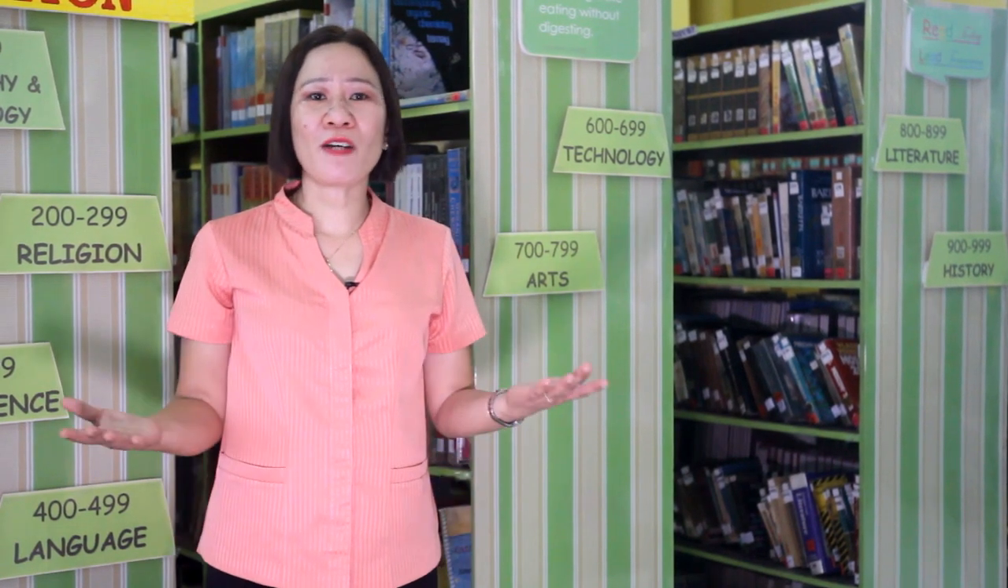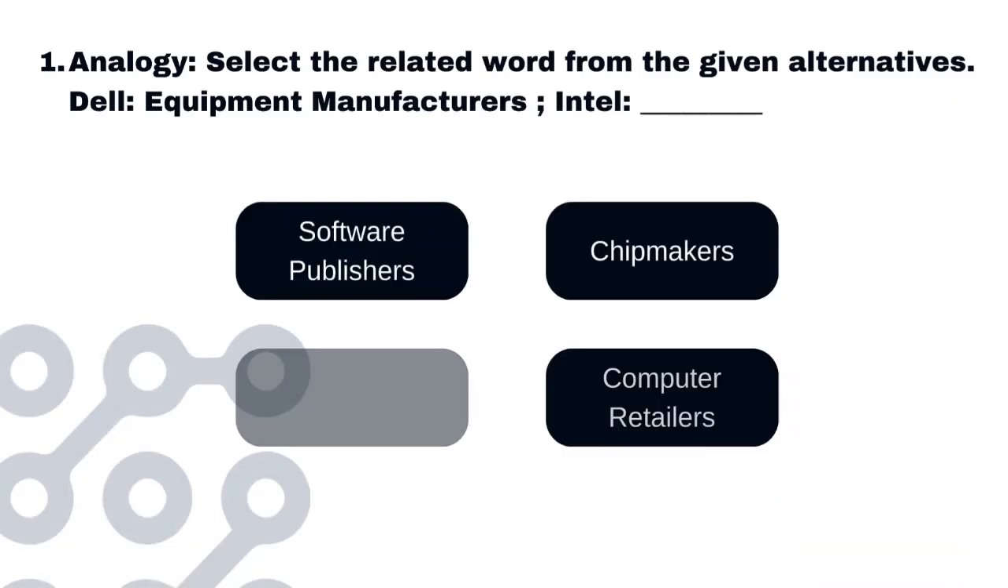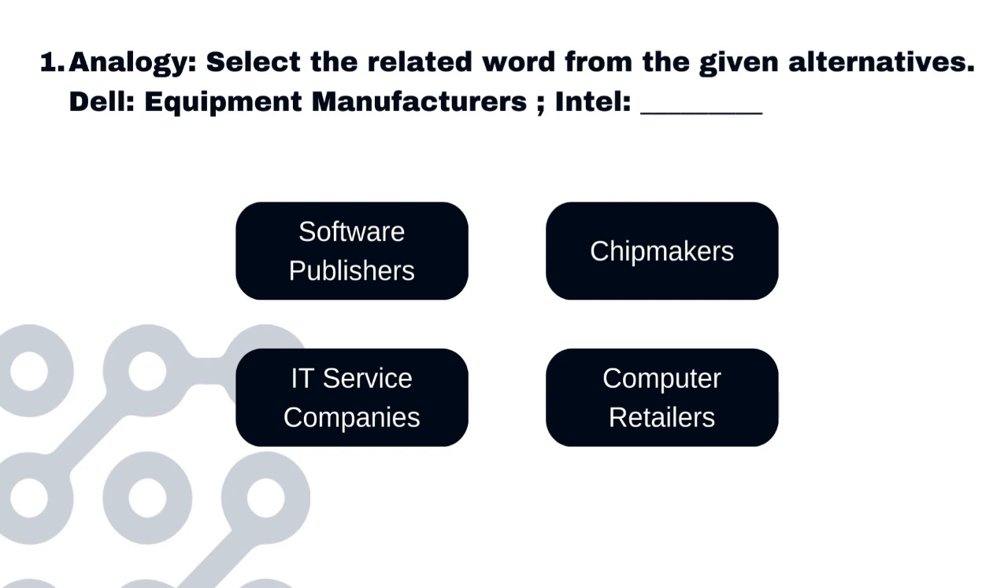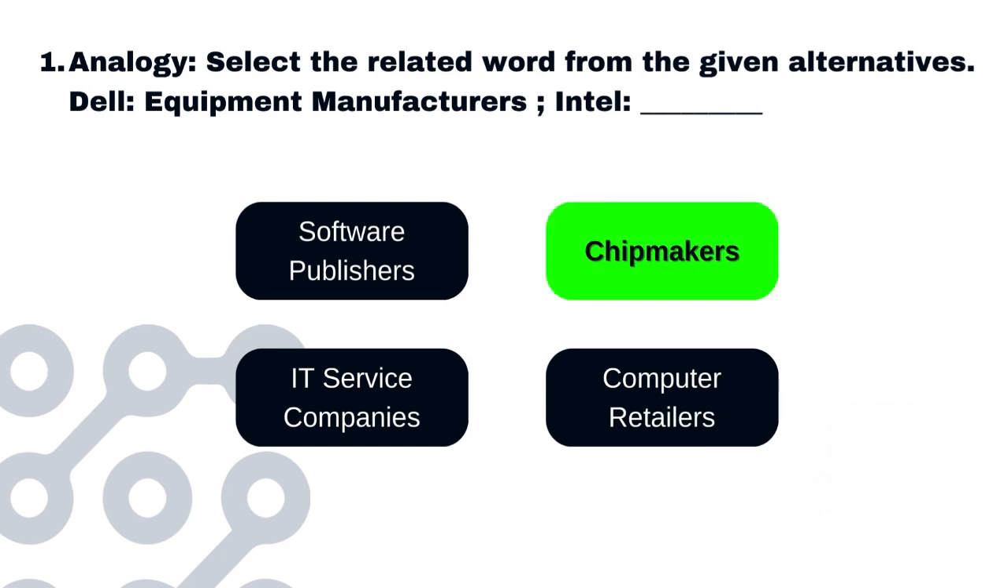Students, now that we have discussed computer and IT industries, it's time to have a short review. You will have 3 seconds to answer the following. Are you ready? Let's begin! Analogy. Select the related word from the given alternatives. If Dell is for equipment manufacturers, Intel is for? The correct answer is chip makers.